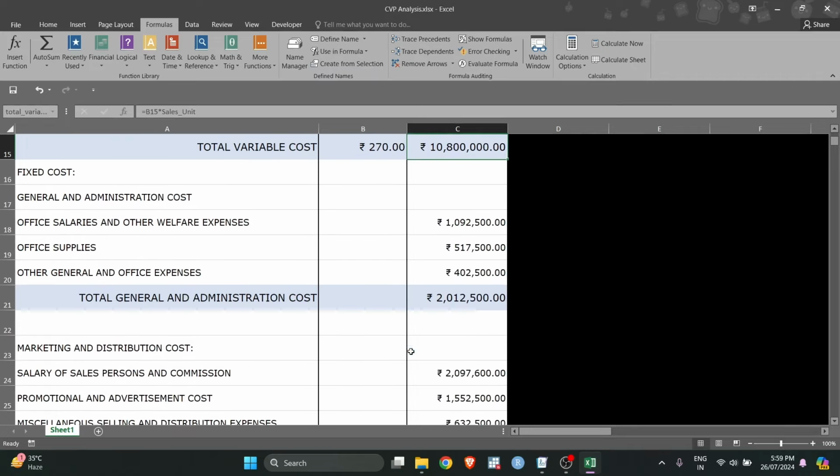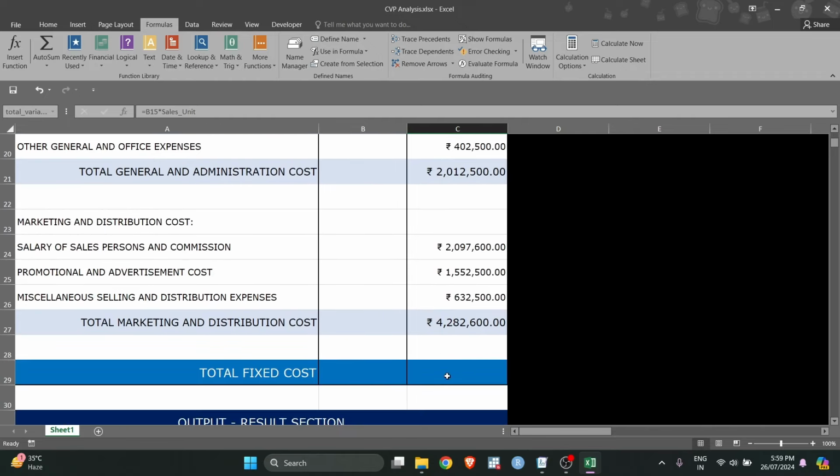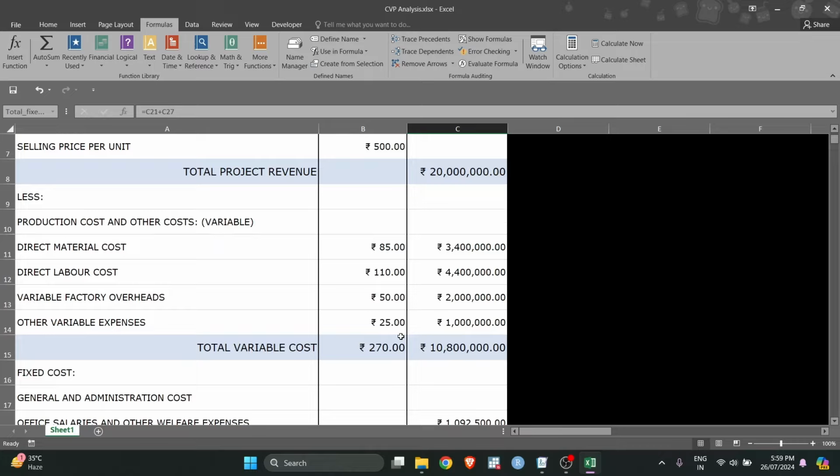So this is the fixed cost. If I have to sum them up, this plus this, hit enter. So this is the total fixed cost. Let me rename it also. So we are done with it. We are done with the input sheet.